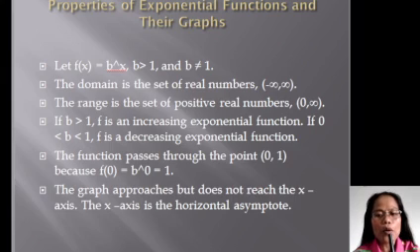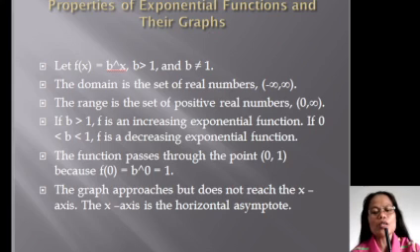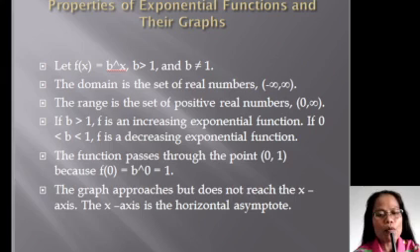And number 4, if b or base is greater than 1, f is an increasing exponential function. If b is greater than 0 but less than 1, f is a decreasing exponential function. The function passes through the point (0, 1) because f of 0 is equal to b to the power of 0, and that's equal to 1. Remember that any number raised to the power of 0, the value is always 1.